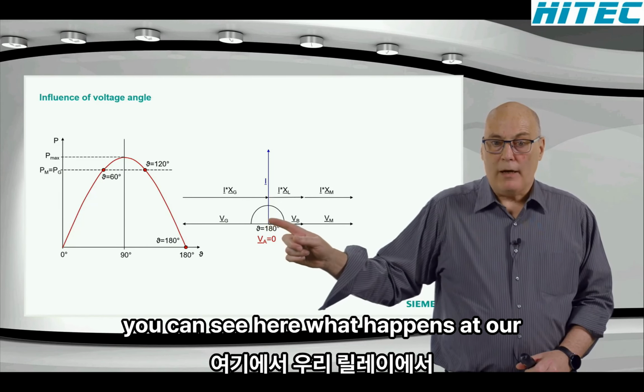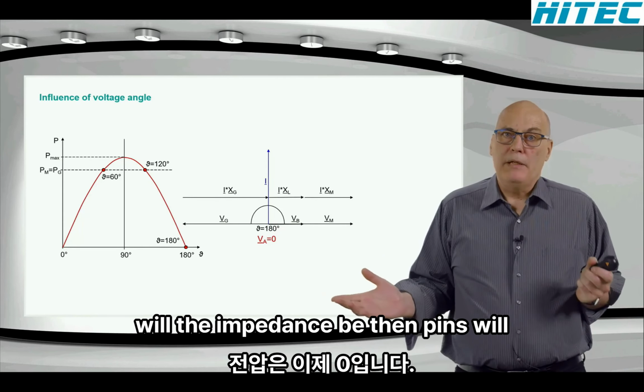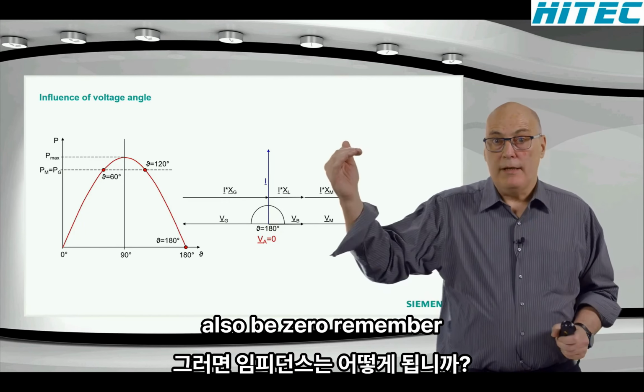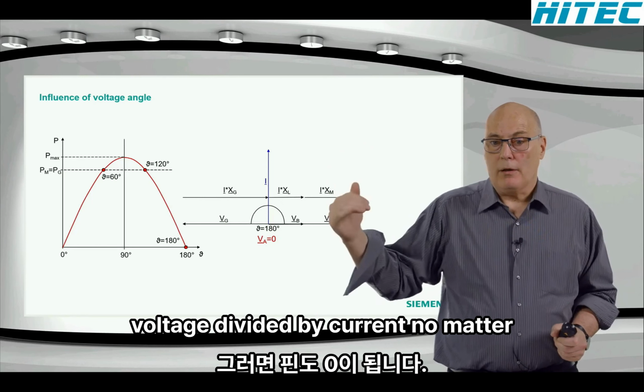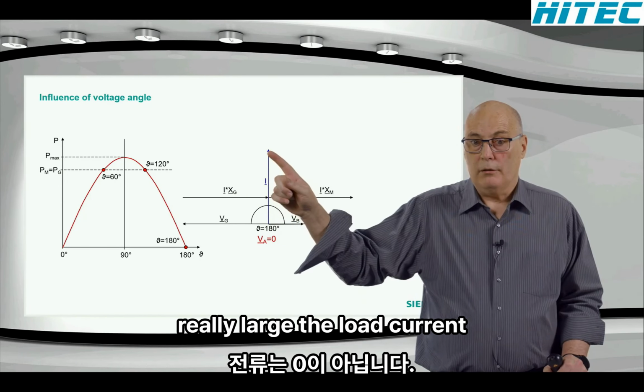You can see here what happens at our relay A, the voltage is now 0. What will the impedance be? The impedance will also be 0. Remember, impedance is voltage divided by current. No matter what the current is, the current will not be 0. You can see the current is really large, the load current.